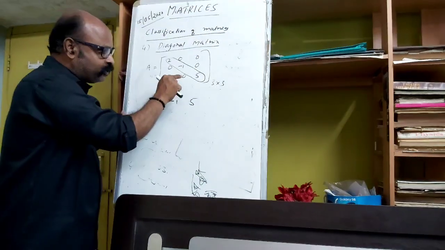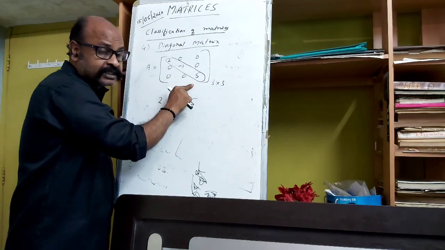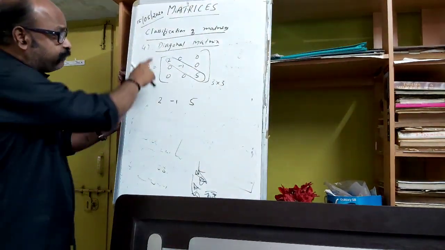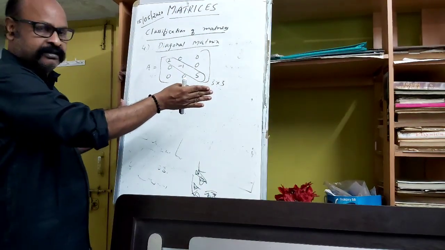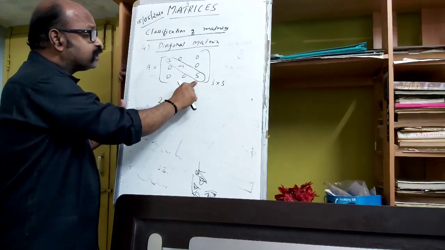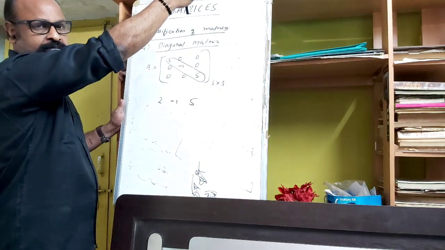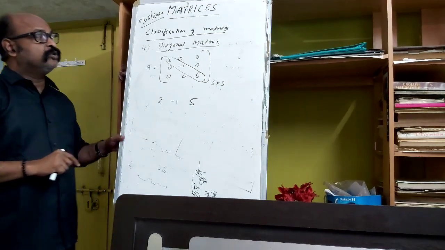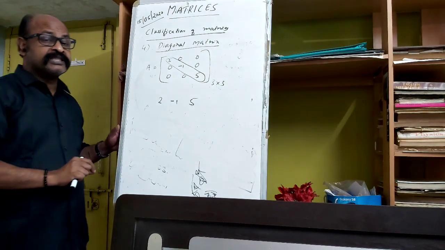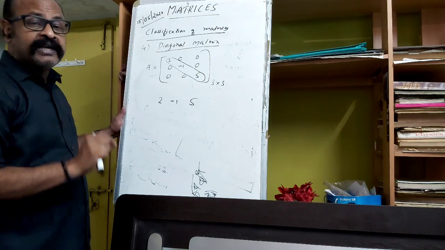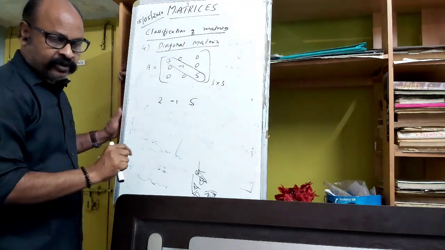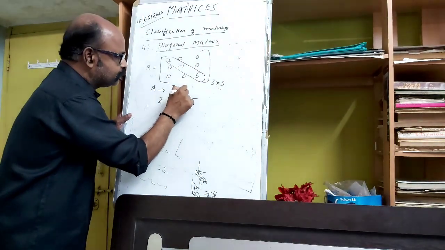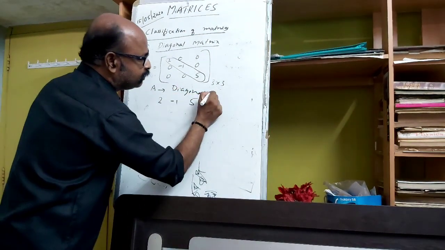So what about this matrix? It is a square matrix for which all the elements other than the principal diagonal elements are zeros. In such a case, we say A is a diagonal matrix.